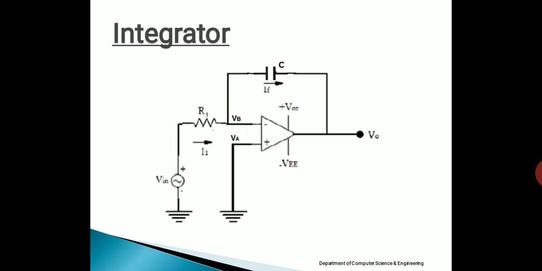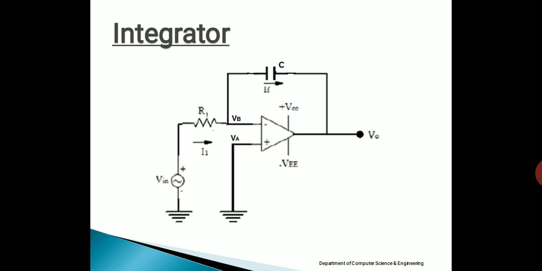The integrator circuit is obtained from the basic inverting amplifier circuit by replacing resistance Rf by capacitor C. How did we get the differentiator? The differentiator is obtained by replacing resistor R1 by C, whereas the integrator is obtained by replacing resistor Rf by C and keeping R1 as it is. Or the integrator can be obtained from the differentiator by exchanging resistance and capacitance.